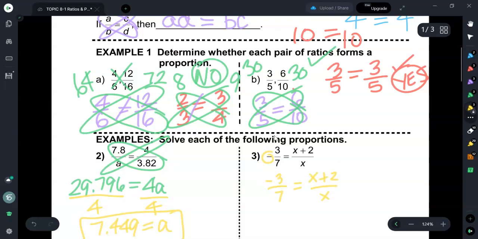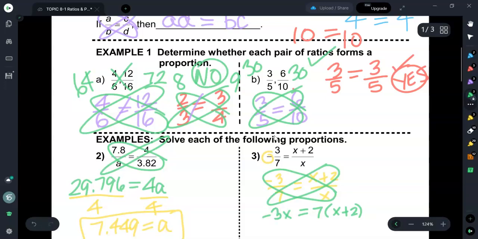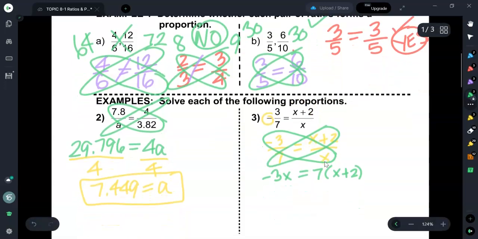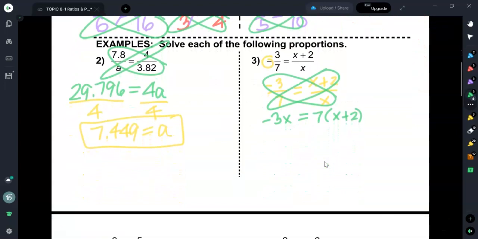Okay, so now I'm going to follow my cross multiplication. I know they're equal, so 7 times x plus 2 looks like this. Okay, and remember the equal sign comes down, and negative 3 times x looks like this. So again, I'm cross multiplying. Now I'm going to move my document up so you can see a little bit better. I've got to follow my algebra and order of operations. This is where you're really going to have to get good at your distributive property and your algebra skills.